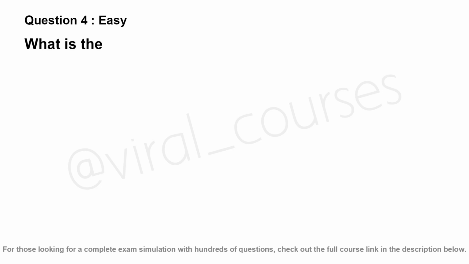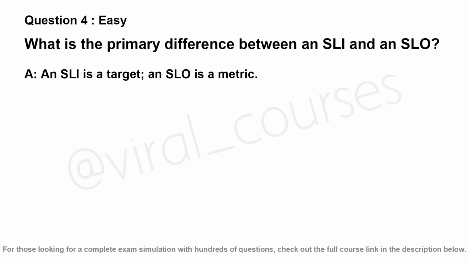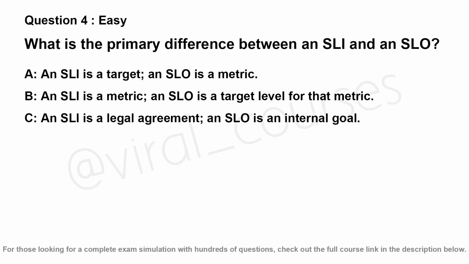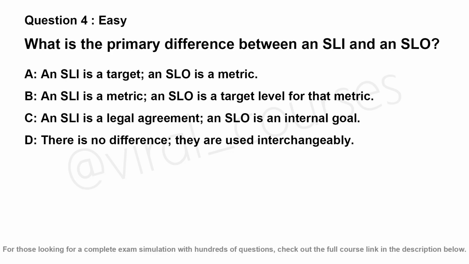What is the primary difference between an SLI and an SLO? Option A. An SLI is a target, and SLO is a metric. Option B. An SLI is a metric, and SLO is a target level for that metric. Option C. An SLI is a legal agreement, and SLO is an internal goal. Option D. There is no difference. They are used interchangeably.